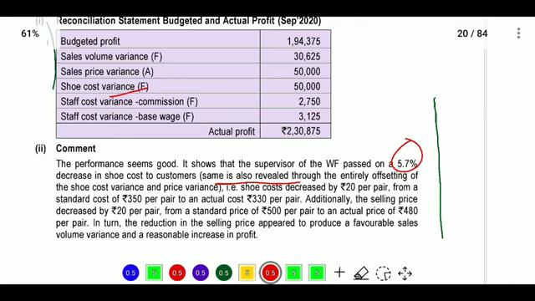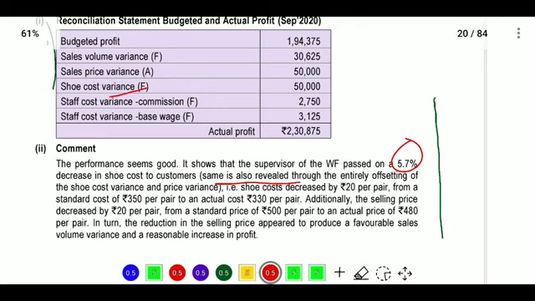Now the shoe cost decreased by 20 rupees per pair for standard cost. That is, 350 is the budgeted figure, and we have actually 330. So it is favorable only. When the cost is decreased, then it is favorable only.